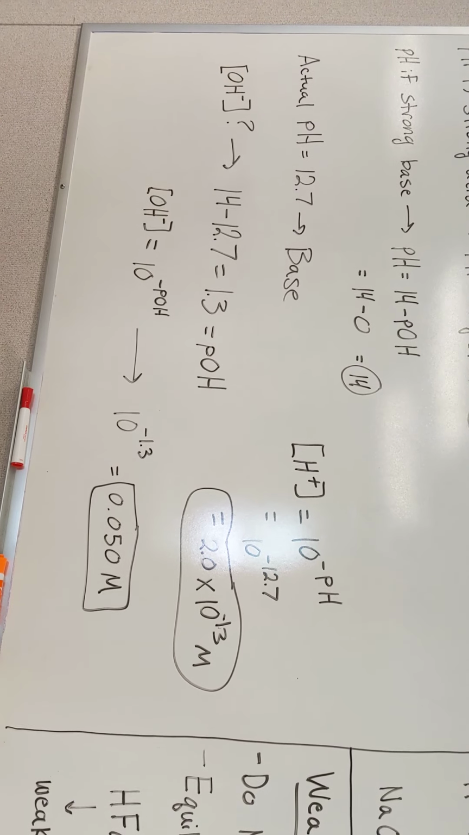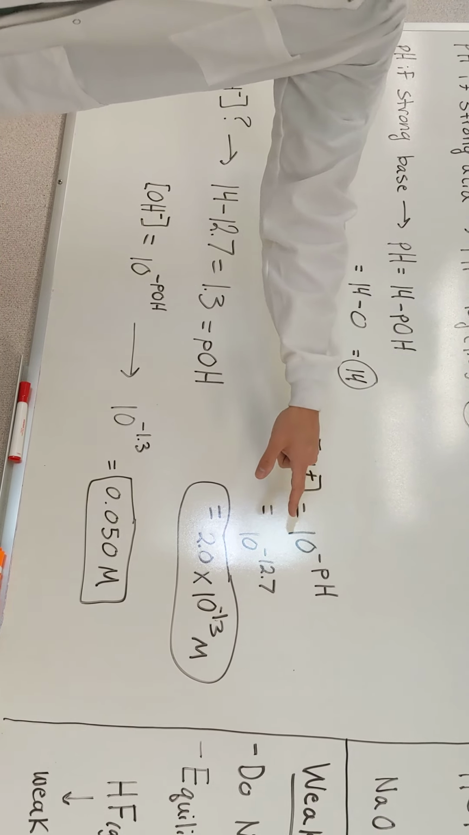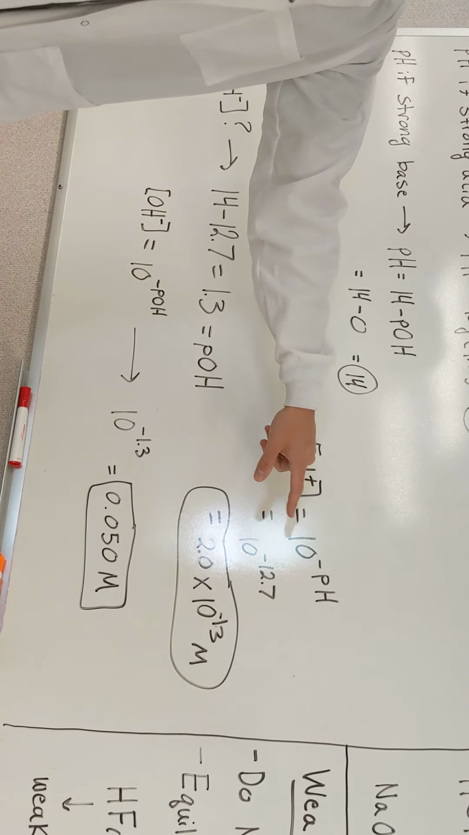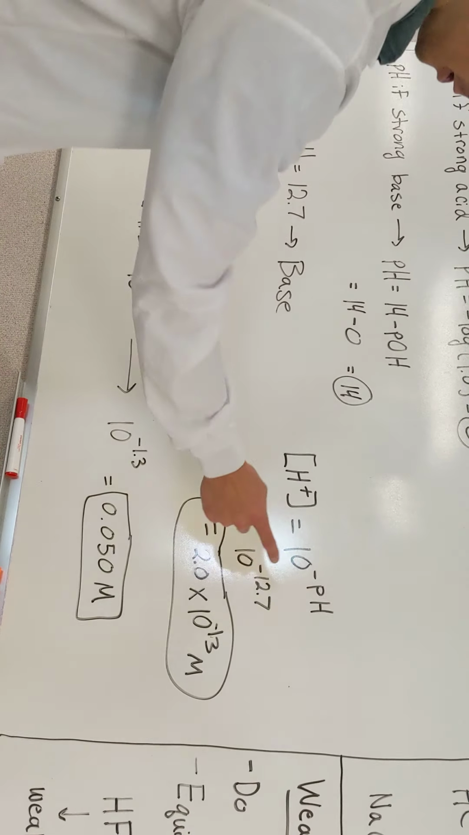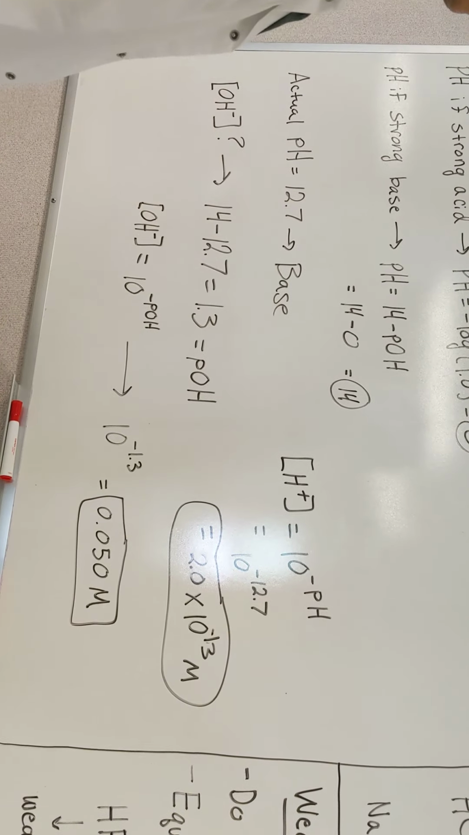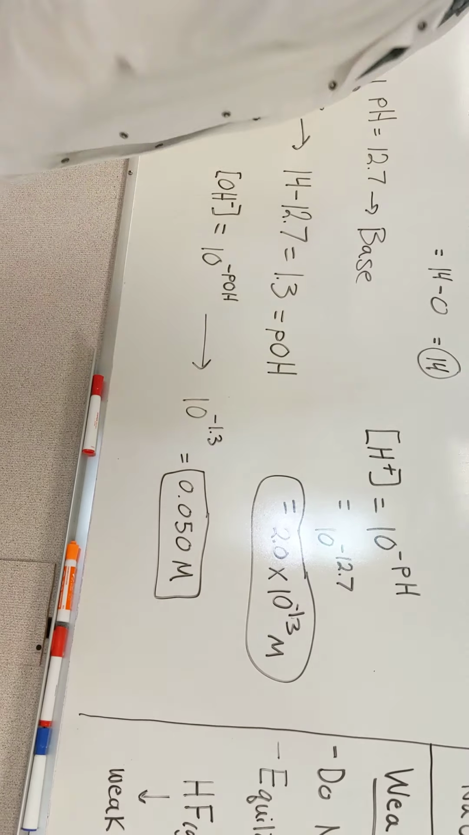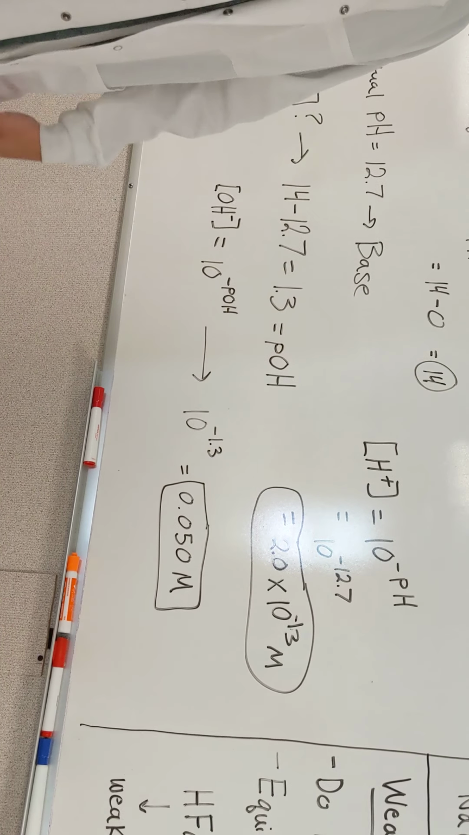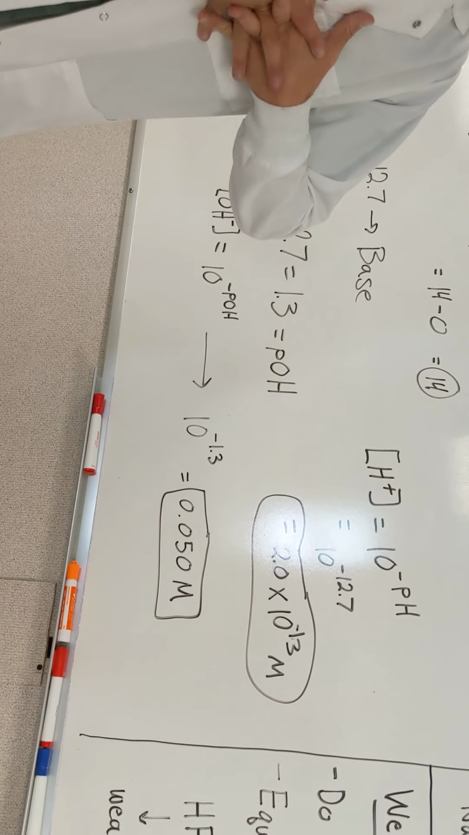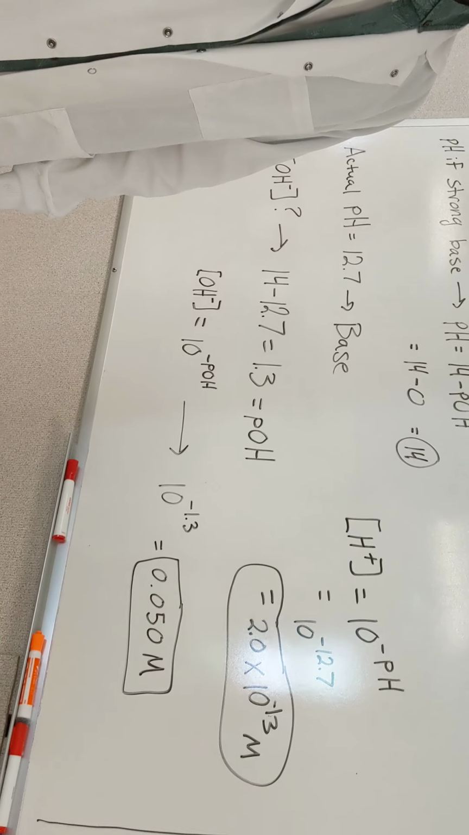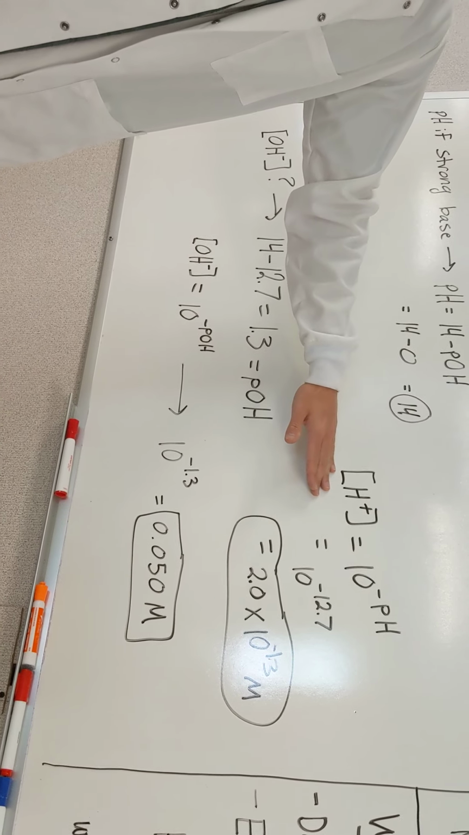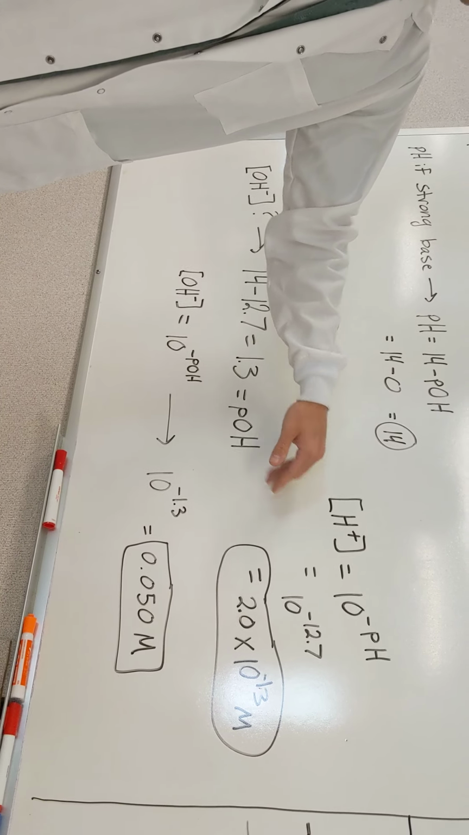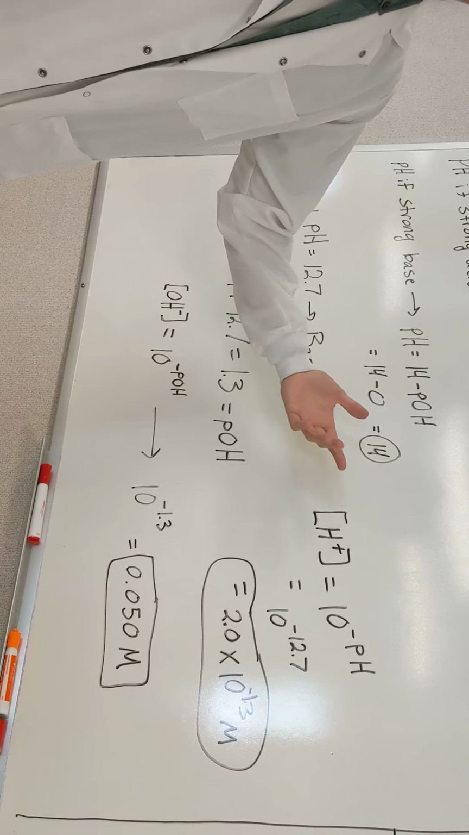So for H plus, you guys know from the equations that H plus is equal to 10 to the negative pH. Well, we found our pH here to be 12.7. So 10 to the negative 12.7 gives us 2.0 times 10 to the negative 13 molar. That's a super small number. So that means we have very little H plus in that solution. And H plus is what makes it acidic.